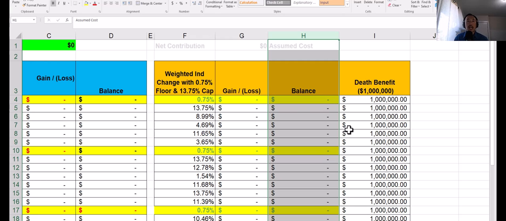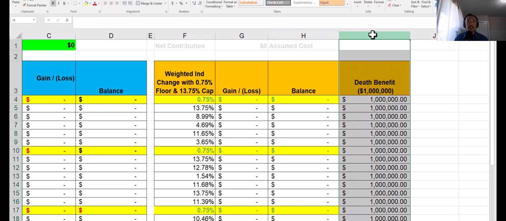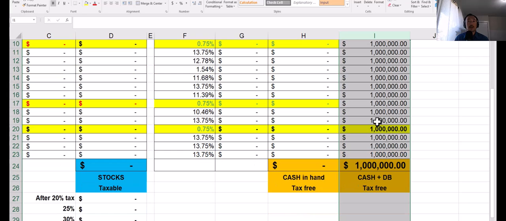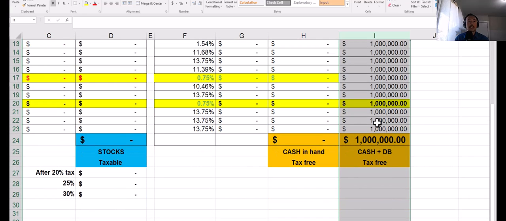What happens to my cash value when I pass on? And the answer is that your heirs will get the cash value plus the death benefit. So we just added $1 million to the balance of your cash value column because your heirs will get your cash value if you don't use it before you die.